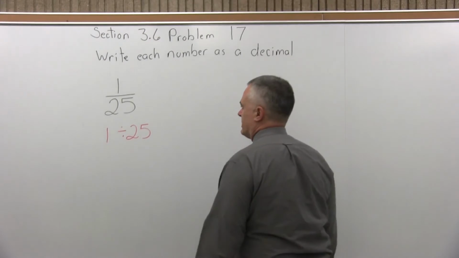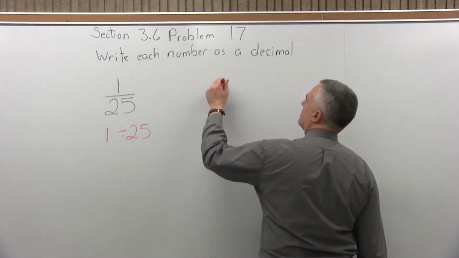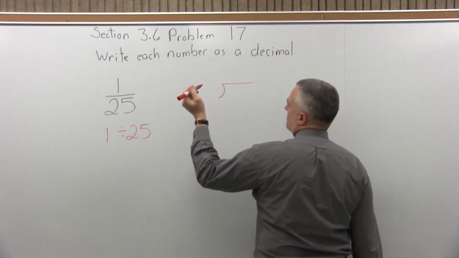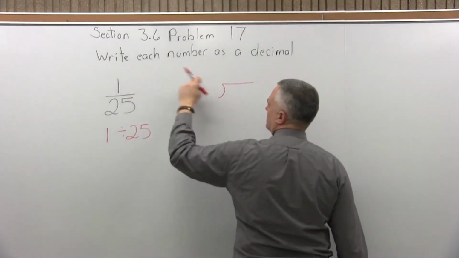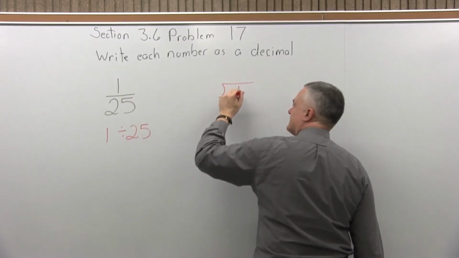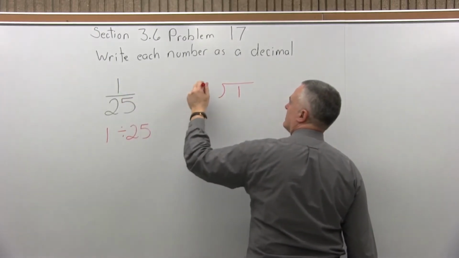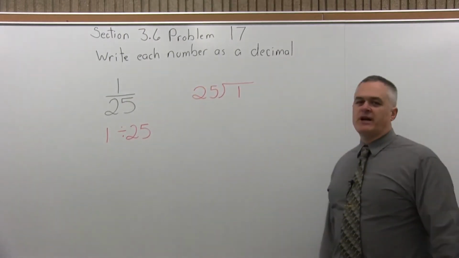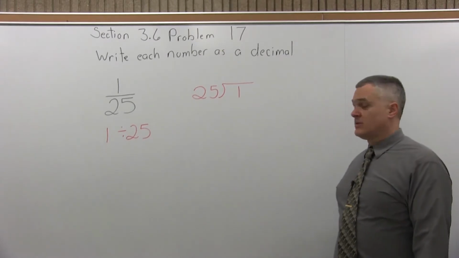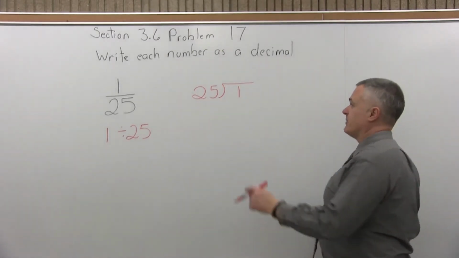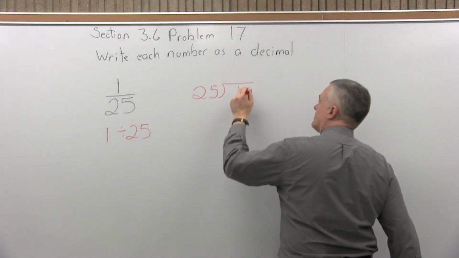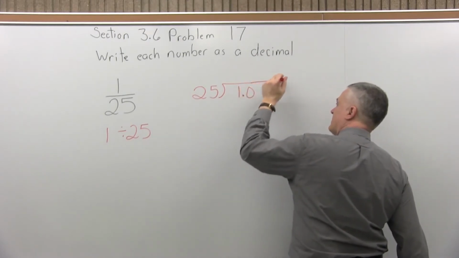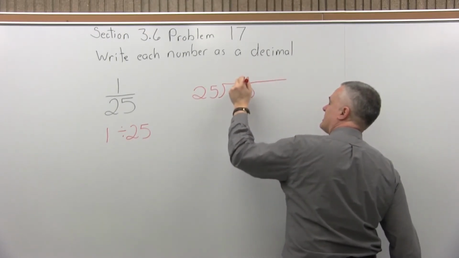If you cannot use your calculator, write out a division problem. So I make my division symbol. The numerator goes inside the division symbol. The denominator goes in front of the division symbol. So if 25 divides into 1, well, 1's not big enough. 25 won't go in. So write the 1 as a 1.0 and treat it as a 10. And when I do that, the decimal has to come straight up.